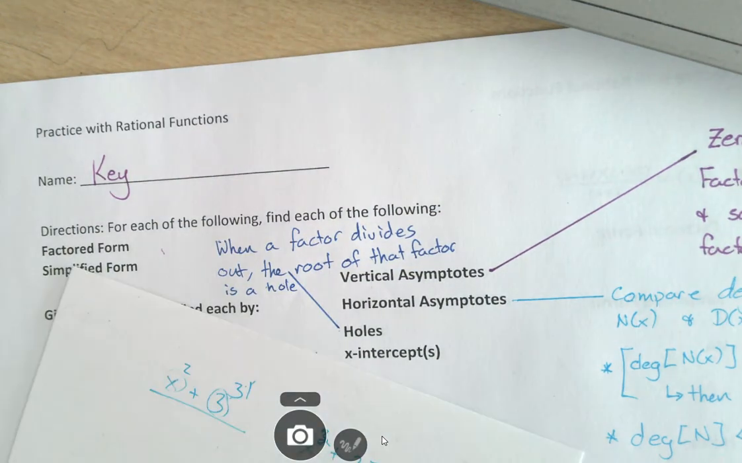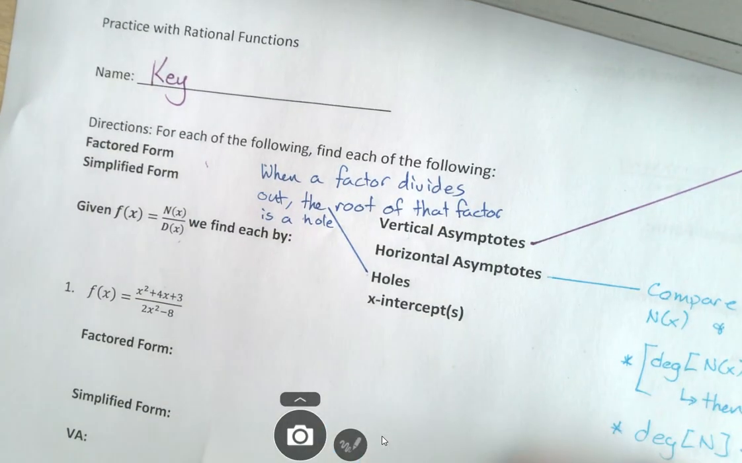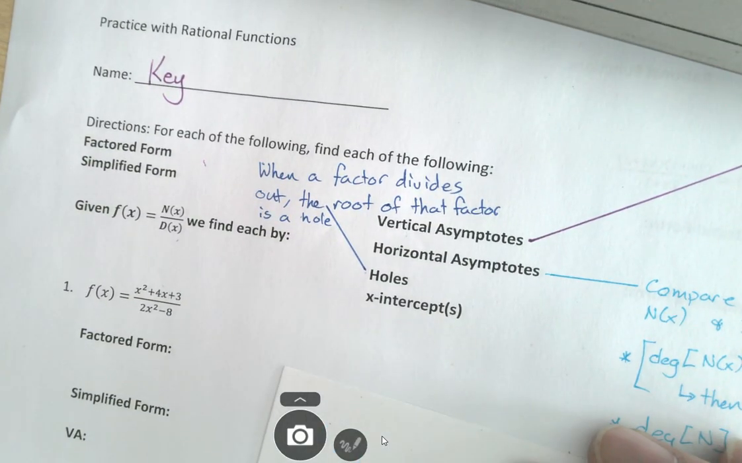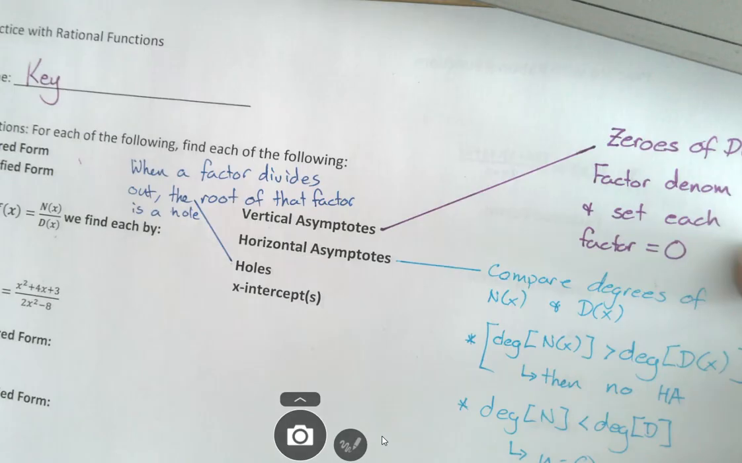I'm going to give us an example here, and then we're going to do at least one together, and there's going to be a lot of work time today because I want you guys to practice. Do you think that just having all of this information right in front of us is going to help? Yeah.